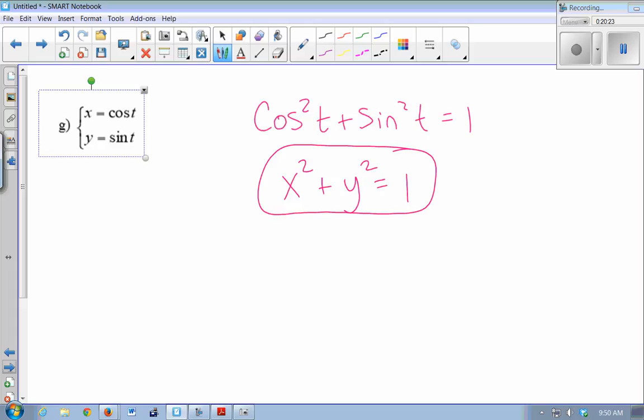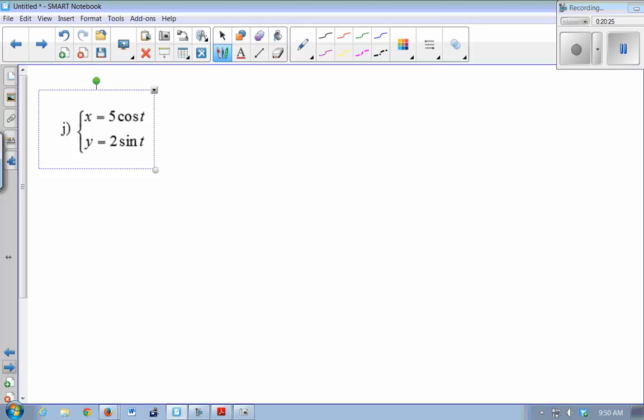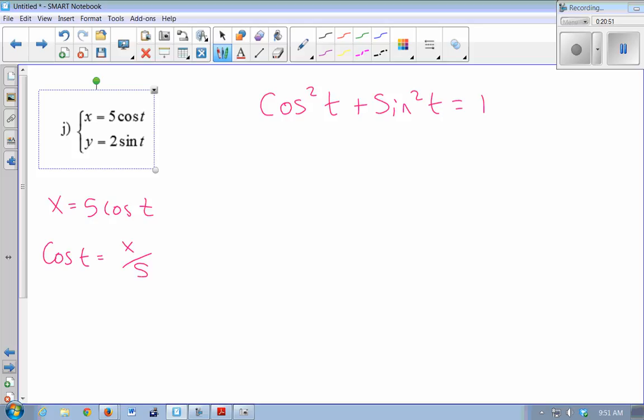Yep. So like in this one, same thing. I start with the fact that cosine squared plus sine squared equals 1. And then I say x is 5 cosine t. So it's kind of similar to the easy ones, but instead of solving for t, I'm just going to solve for cosine t. Right? Solve for cosine t, and I get x over 5. And then in the y, I solve for sine t, and I get y over 2.